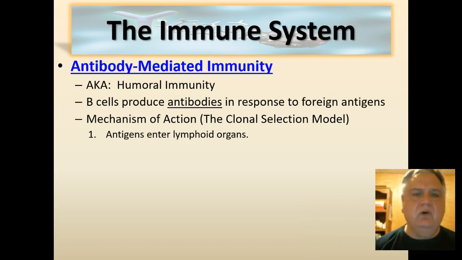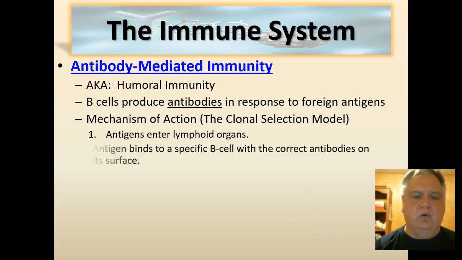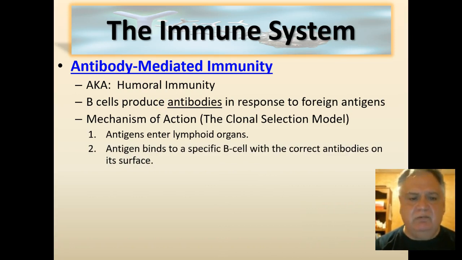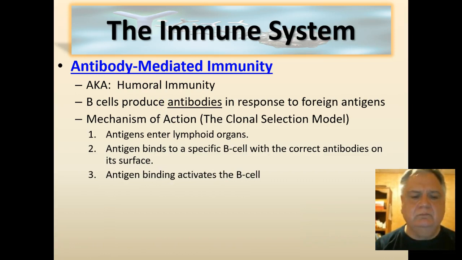So an antigen is going to enter the lymphatic organs or the lymphoid organs, maybe the lymph nodes, let's say, for example. In the second step, once the antigen enters, it is going to bind to a specific B cell. We'll show you a video in a minute of how this works. And that B cell has to have the correct antibodies on its surface. If it has the correct antibodies on its surface, the antigen will be able to bind to it. Once the antigen binds to the B cell, it activates the B cell, kind of turns it on.